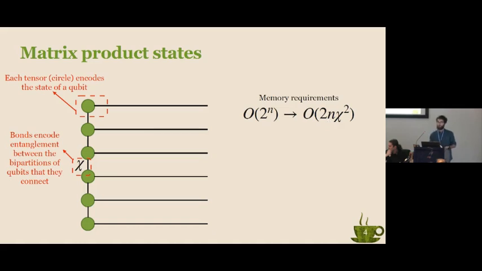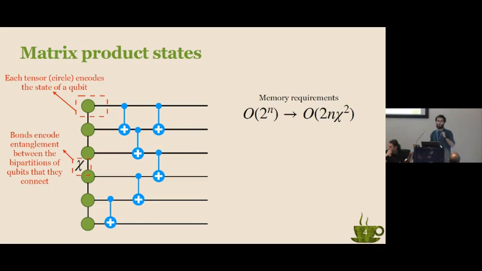Something that I really want to stress: there is no free lunch. If you want to represent a general quantum state with volume law entanglement, so the maximum entanglement possible, well, then your bond dimension is gonna scale exponentially with the number of qubits, and you're gonna end up with the same scaling you had before, plus some overhead.